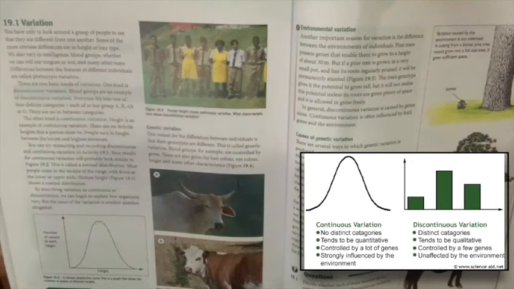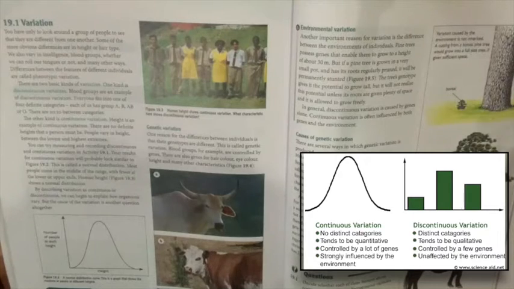Discontinuous variation is a variation that is only affected by genetics, or the genotypes. For example, the blood groups, which have a definite answer: blood group A, B, AB, or O, or whether they can roll their tongue or not.